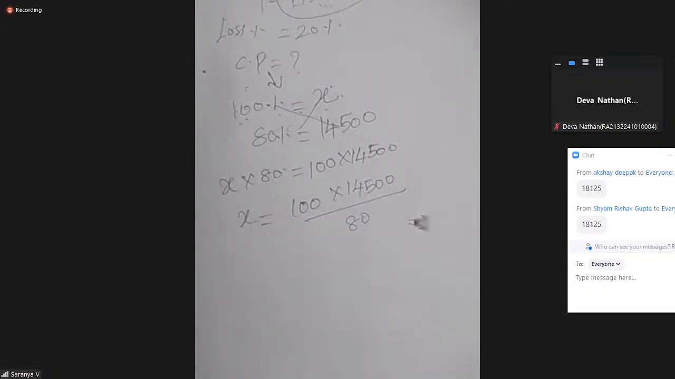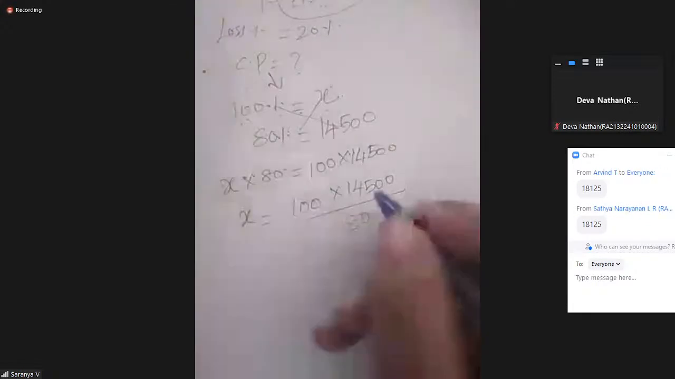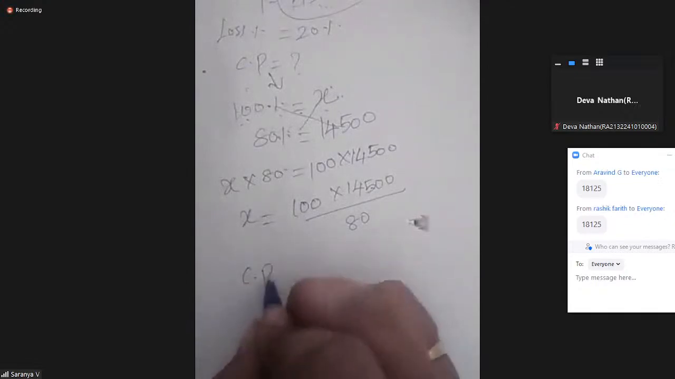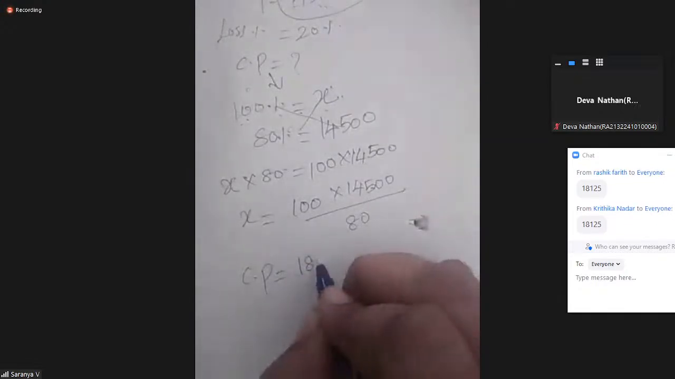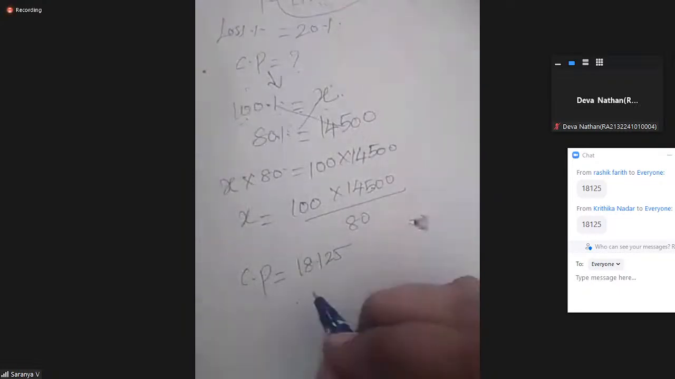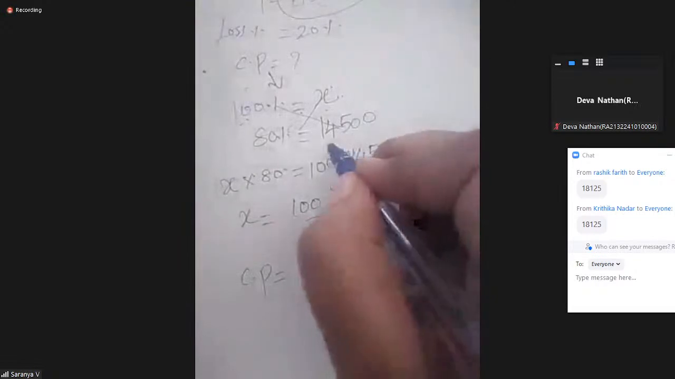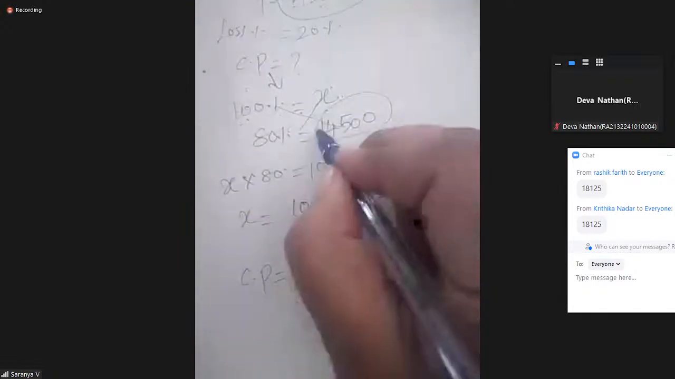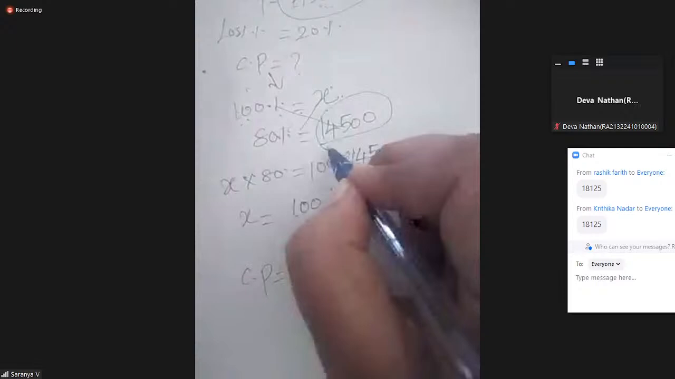109 students are there. All the students should post your answers in the chat box. Akshay, Niveta, Ahmad, Kirtika, Shalini, Ishmika, Ratika, Bala, right answer. So 18,125. Therefore, the cost price of the gold bracelet is 18,125. If the same person sells that gold bracelet for 14,500, it will be a 20% loss for them.